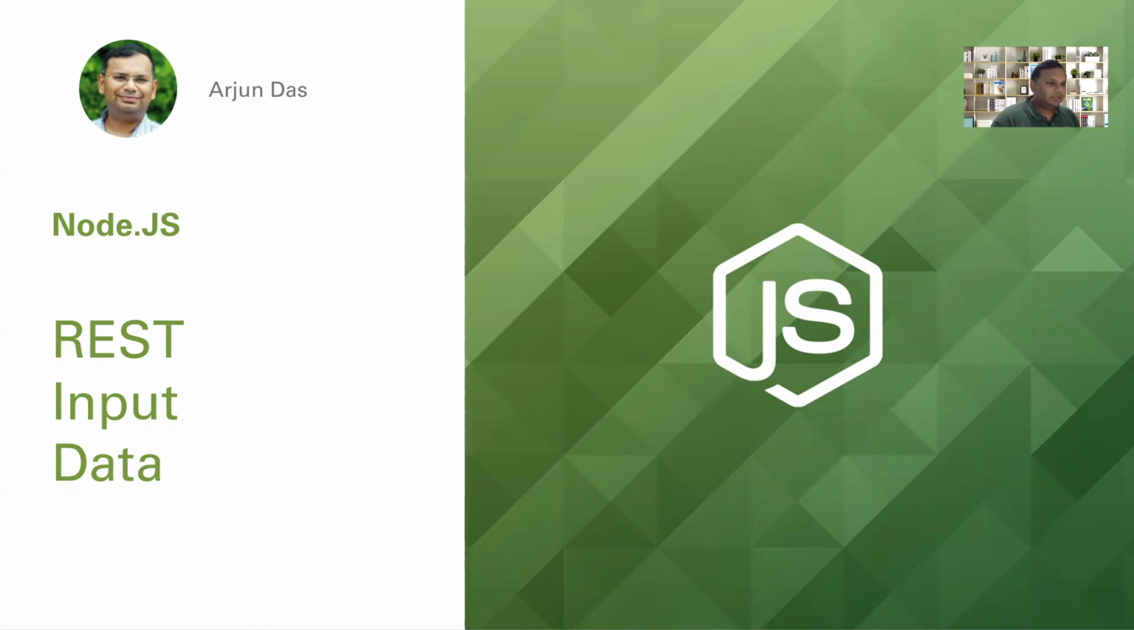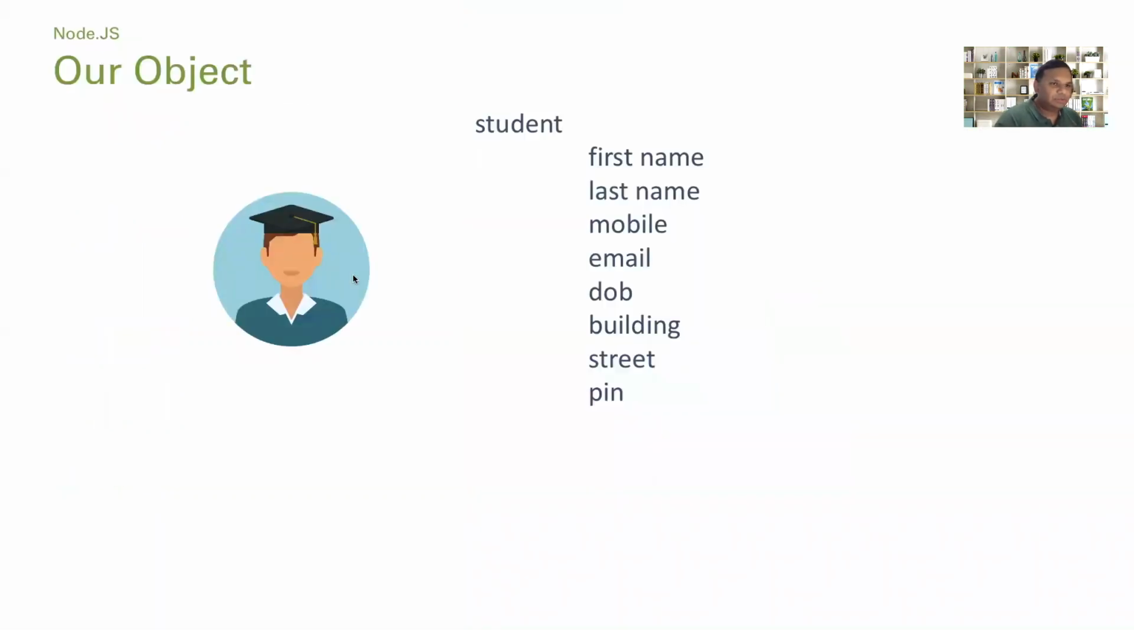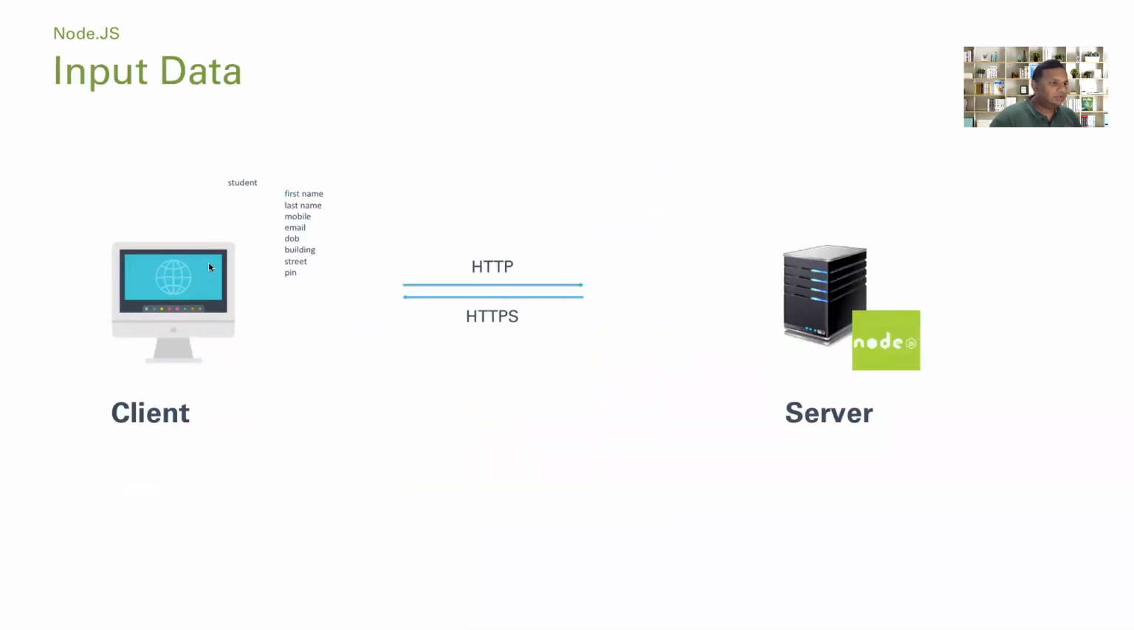Today we are going to see how information can be exchanged between a browser and a server, and how the server accesses those elements of that information. So we are still going to use our student object as an example. We are going to send certain fields like first name, last name, mobile, and so on to the server and see how the server can access these elements. And the server is going to return all this information back.